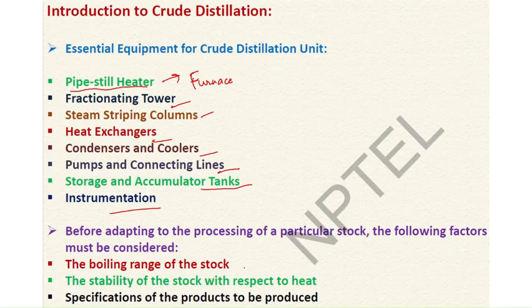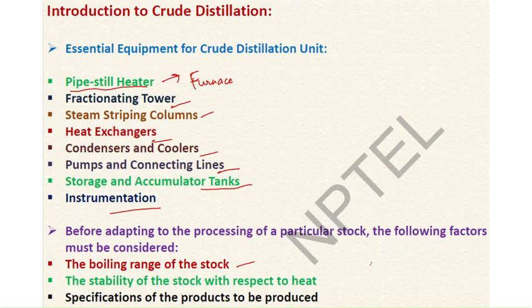Before adopting the process for a particular stock, the following factors must be taken care of. Before taking a definite stock of crude for distillation, these factors should be taken into account. We should know the boiling range of our stock, meaning the crude oil that we want to distill. We should know the boiling range to ensure up to what temperature we can heat the crude oil, because if we heat it beyond that range, cracking of the crude oil may take place, and that may lead to deposition of coke, and failure of the distillation column may also occur.